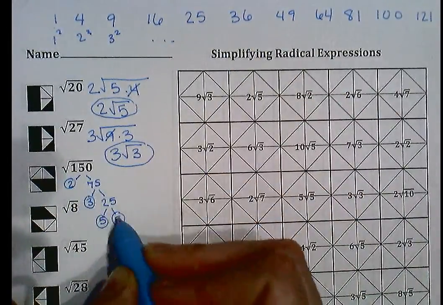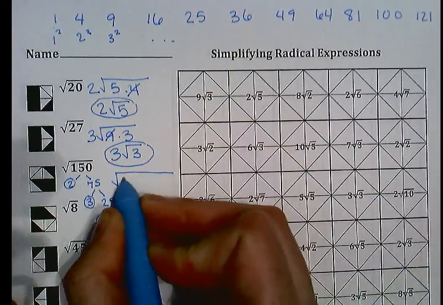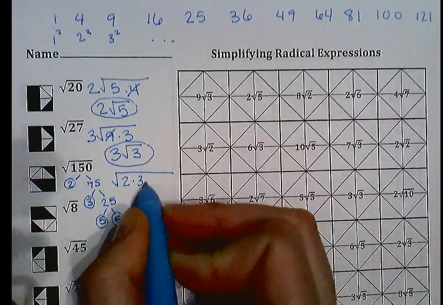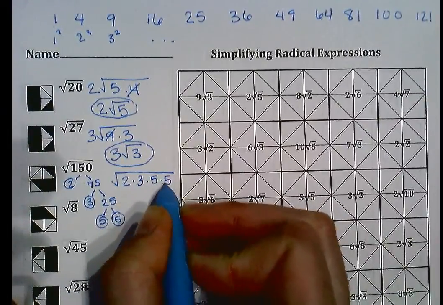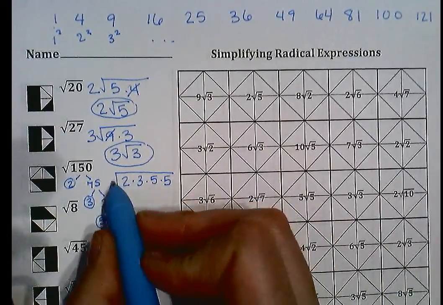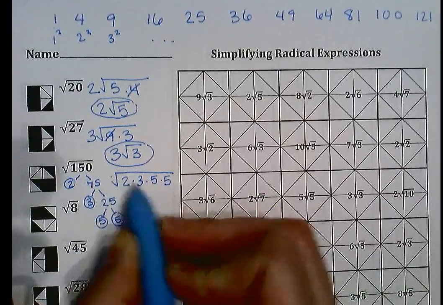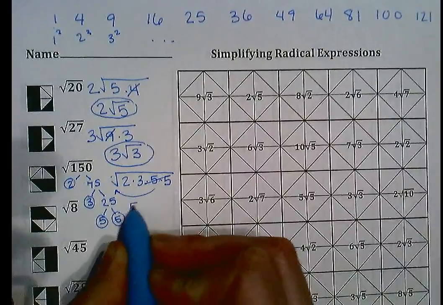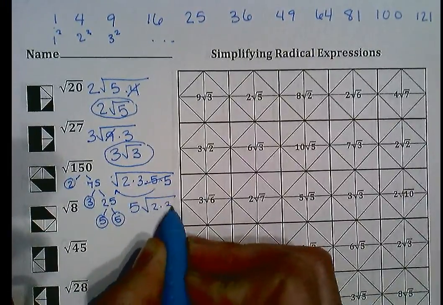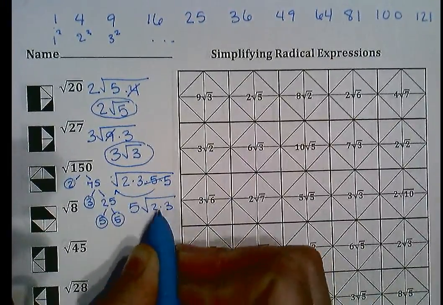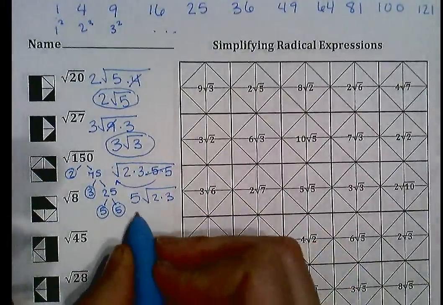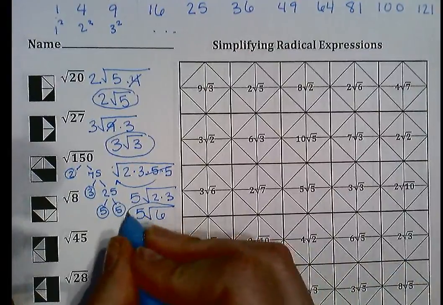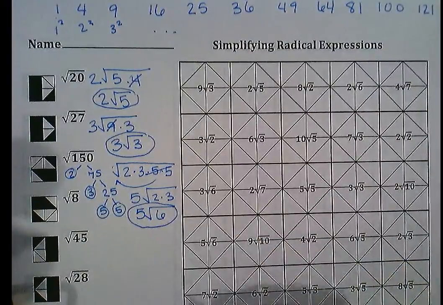But if you need to break it down completely, then what you do is you look for pairs. 150 is the same thing as 2 times 3 times 5 times 5. And then I'm looking for a pair of numbers because this is a square root. Here's a pair of numbers. They'll go to the outside. And the result is 5 square root of 2 times 3. But you don't want to leave an operation here because then it's not simplified. So you multiply those back together and you get 6. 5 square root 6. Okay.